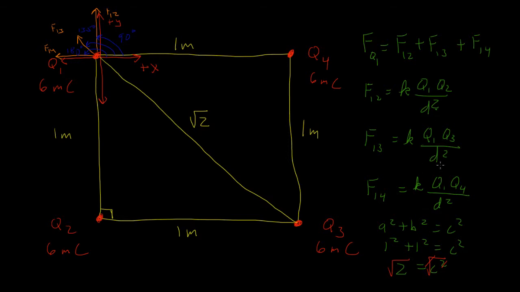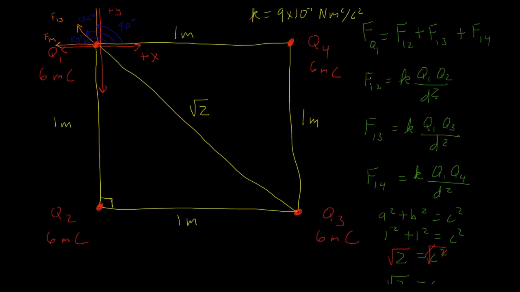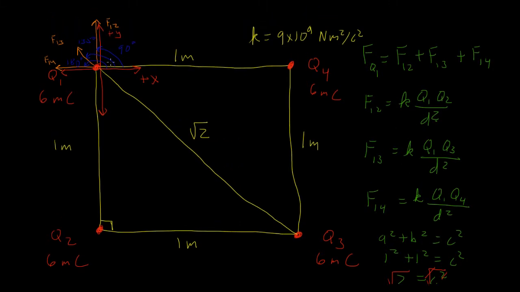So now I know what all of these distances are, and I know what the charges are, and again k is our constant. K equals 9 times 10 to the 9th Newton meters squared per Coulomb squared. These formulas are only going to give us the magnitude of the forces, and we've already determined the directions, so let's just figure out what the magnitudes are here.